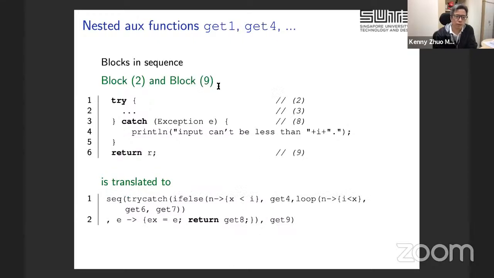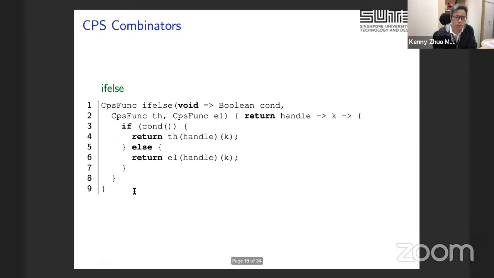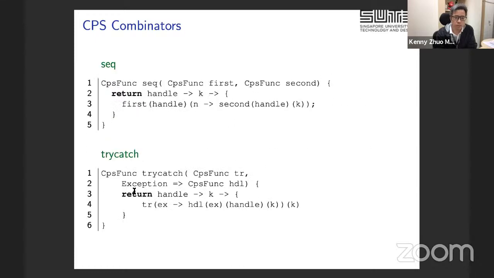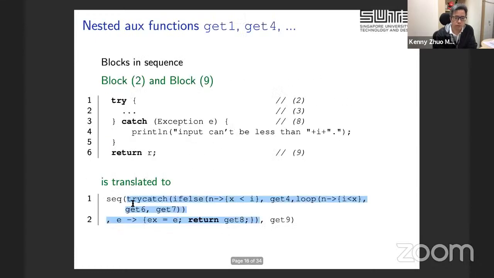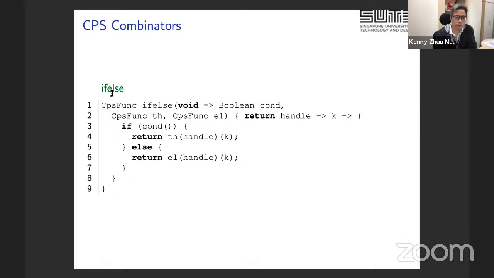And finally, the sequence. In this case, we have the try catch statement here, followed by the return. So we have to synthesize this too. This bit is what we've seen in the previous slide, and get 9 is the return statement here. The seq is the sequence. All right, so let's look at the definitions of the combinator functions.